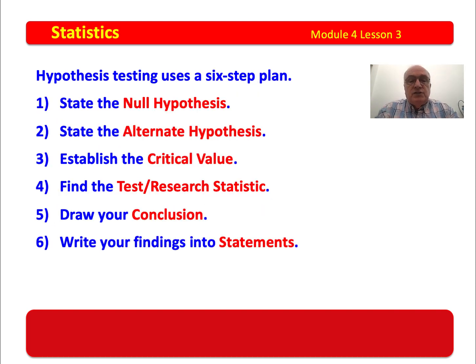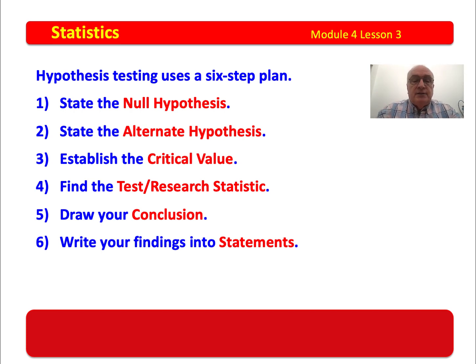Now, we have a 6-step plan to conduct a hypothesis test, and these 6 steps are very important. They're going to sound like they're Greek to you for just a little while, but I think you will see as we proceed that they make good sense. The first thing you do is state the null hypothesis. You state the alternate hypothesis. You establish the critical value. You find the test statistic. You draw your conclusions, and you write your findings into statements.